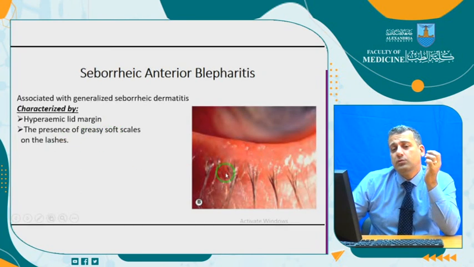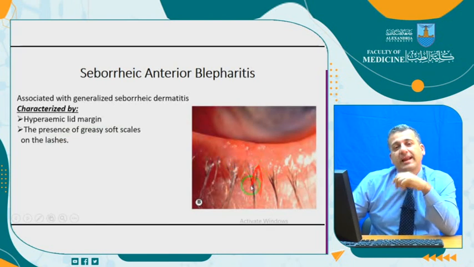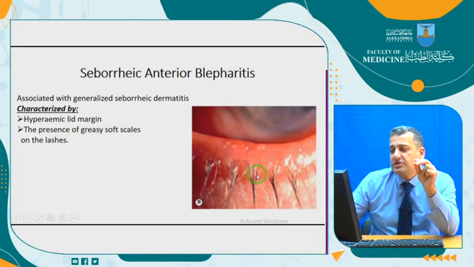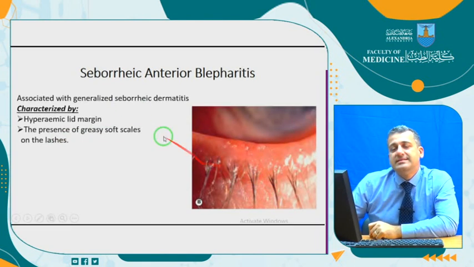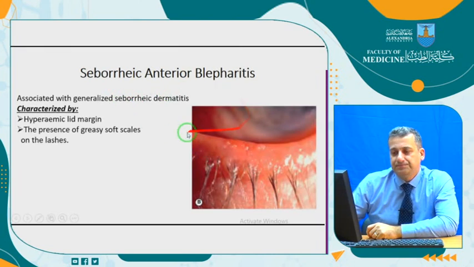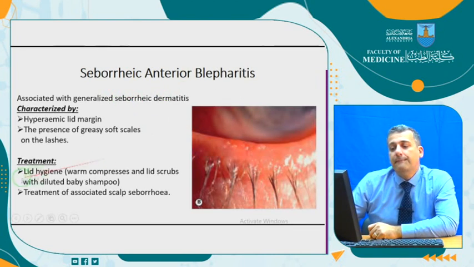And we have a characteristic called matting of the lashes. Matting means every group of lashes are matted together. You can see here, these 5 or 4 lashes are matted together. These 5 are matted together. So this is called seborrheic anterior blepharitis. How do we treat it? By lid hygiene. Warm, dry compresses and lid scrubs.